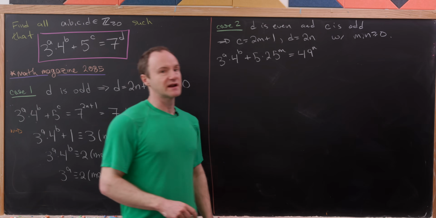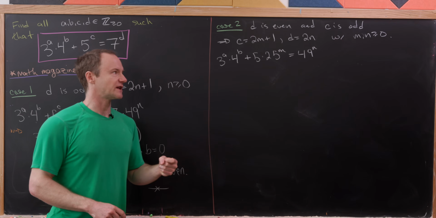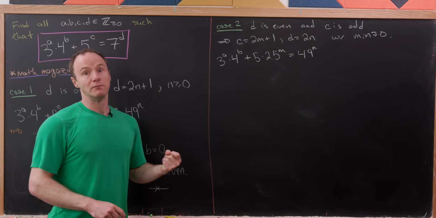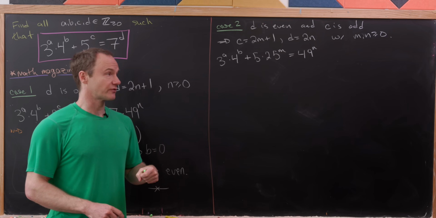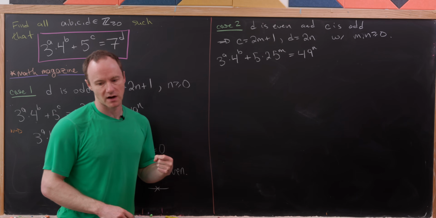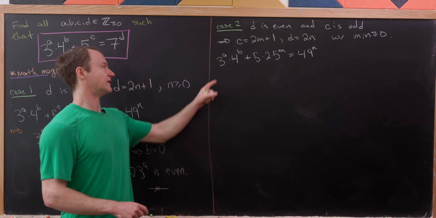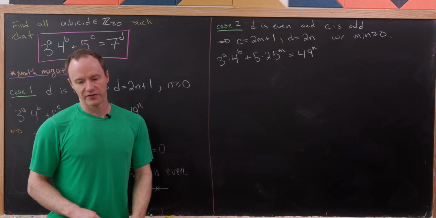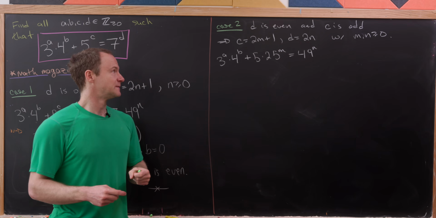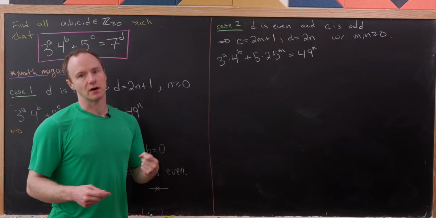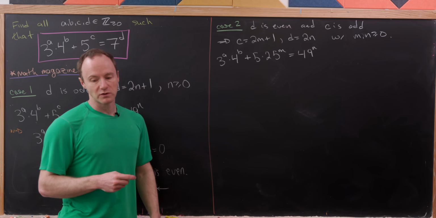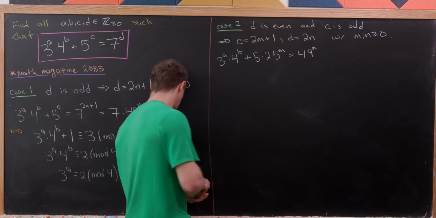Well, notice that 49 is 1 more than 48, and 48 is most definitely a multiple of 3. So 49 is congruent to 1 mod 3. That means 49 to the n is congruent to 1 mod 3. And then 3 to the a is congruent to 0 mod 3, of course, unless a is equal to 0. Okay, so anyway, what we'll do here is reduce this thing mod 3.